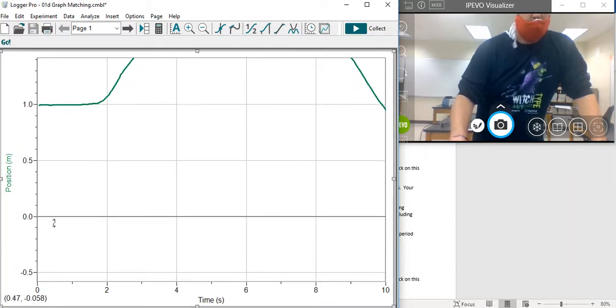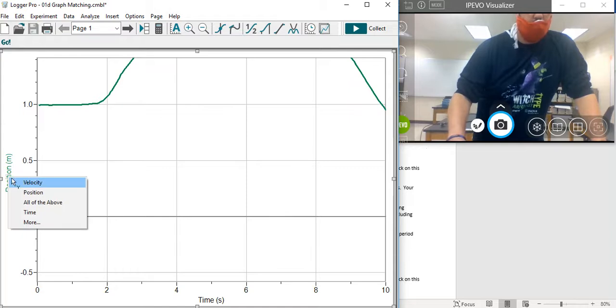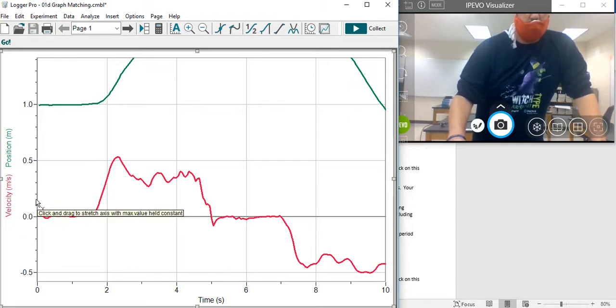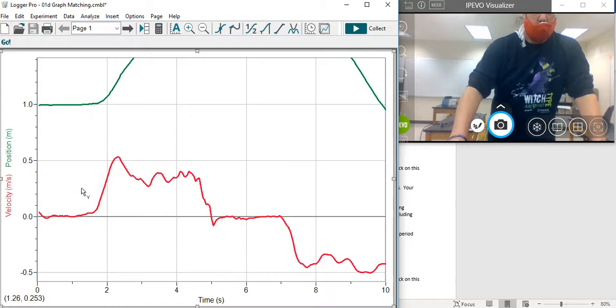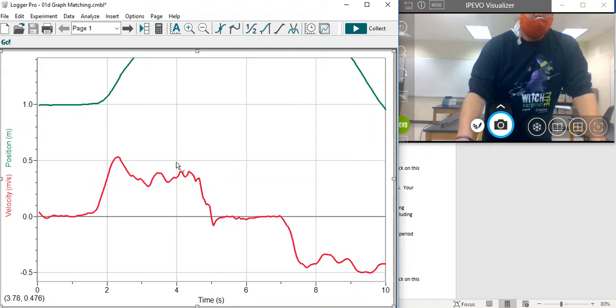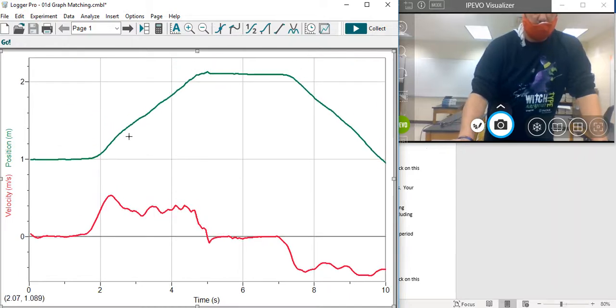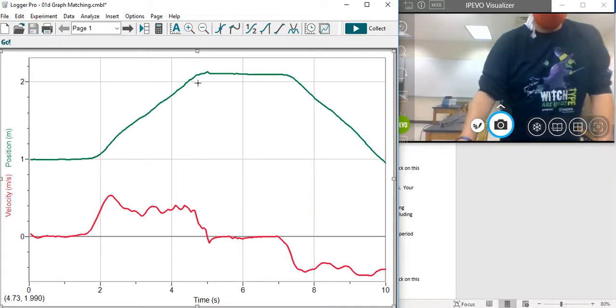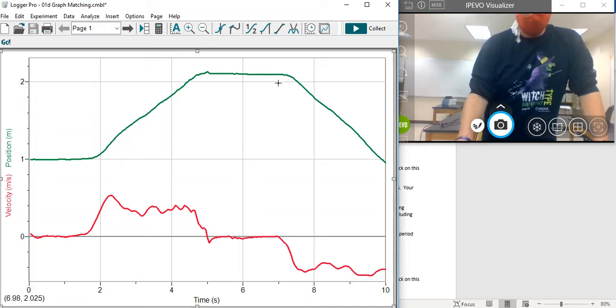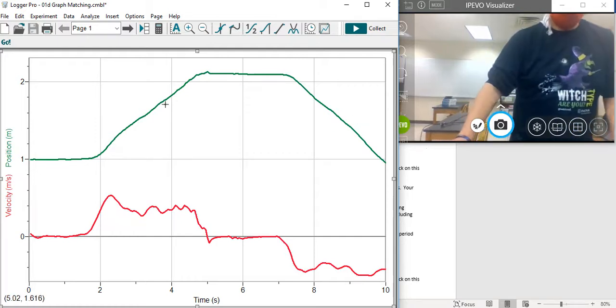Okay, and actually, how about we show both? Yay, all of the above. Okay, so where I was not moving and then still not moving, and then the velocity when I was moving backwards, and notice I was moving backwards and then not moving. That's where I had stopped moving, and then moving forward and moving back to the motion detector.